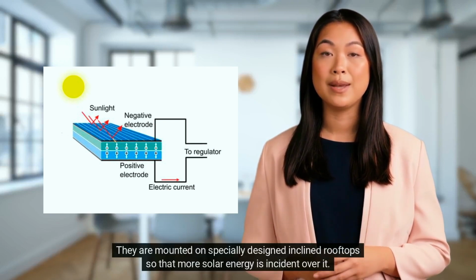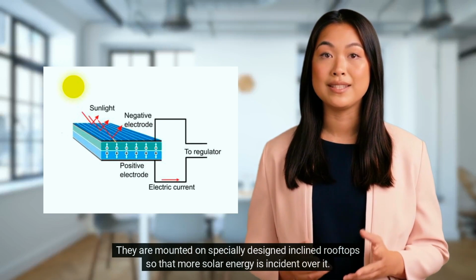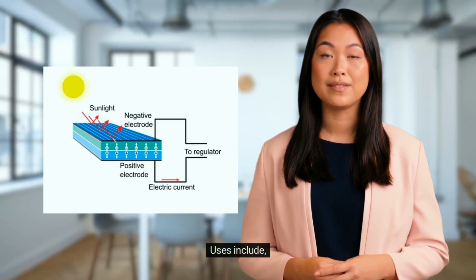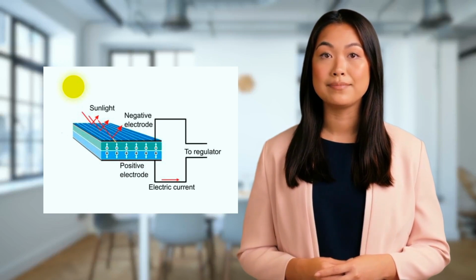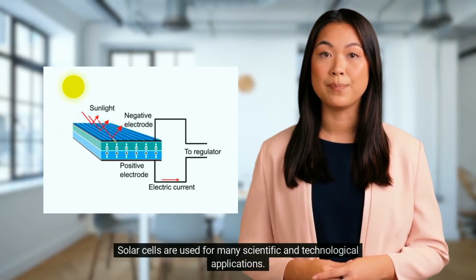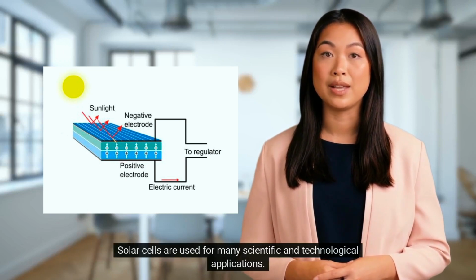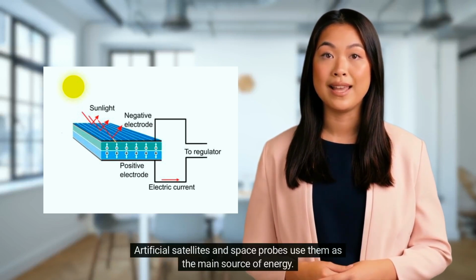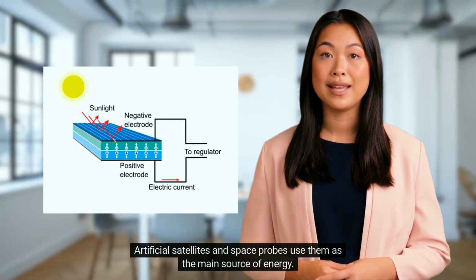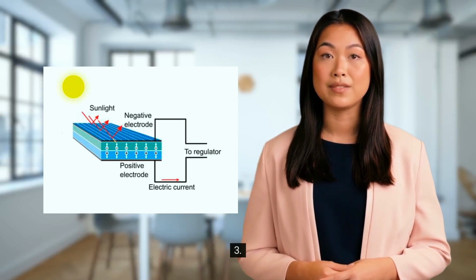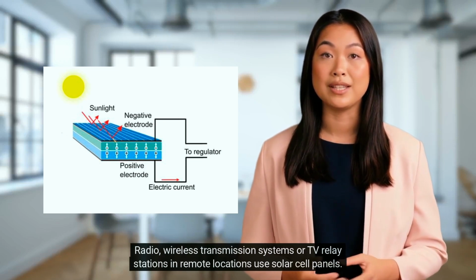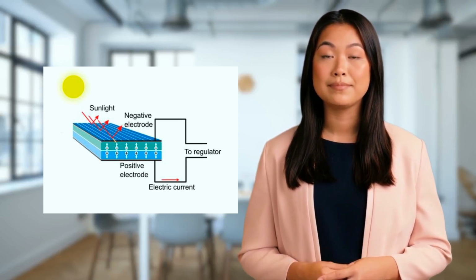When a large number of solar cells are combined together in an arrangement called solar cell panel, they are mounted on specially designed inclined rooftops so that more solar energy is incident over it. Uses include: 1. Solar cells are used for many scientific and technological applications. 2. Artificial satellites and space probes use them as the main source of energy.